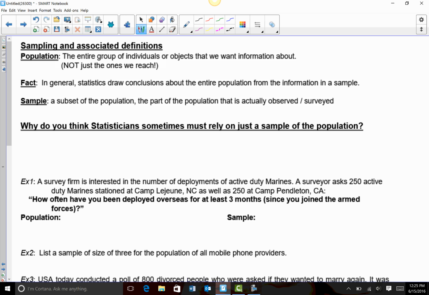And you can see here in this problem that those 250 Marines from Camp Lejeune, I'm just going to abbreviate, and the 250 Marines from Camp Pendleton.